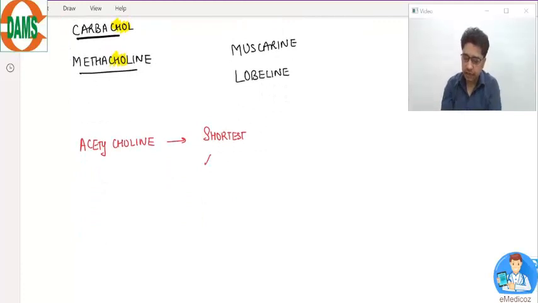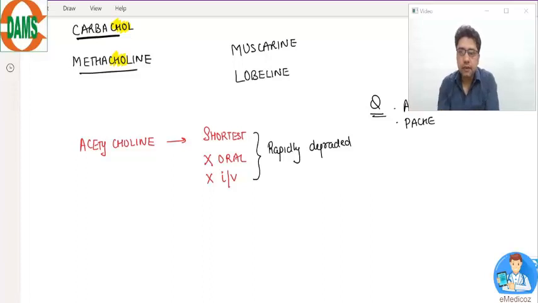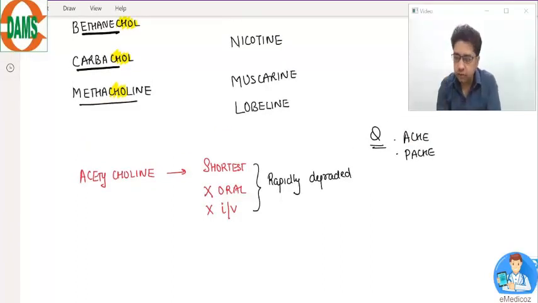It cannot be given orally. It cannot be given by injections like intravenous injection also. Now, can you tell me the reason why? Because it is rapidly degraded. A very important question. By which enzyme? I'll give you two options. One is acetylcholine esterase, one is pseudocholine esterase. Which enzyme would you like to mark? It is rapidly degraded by which enzyme?